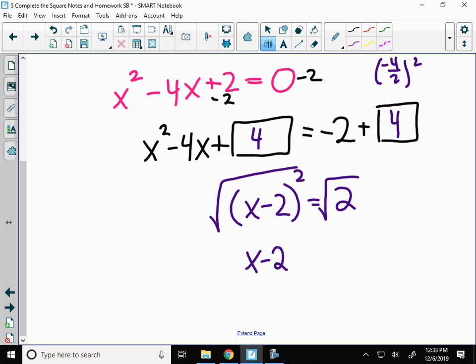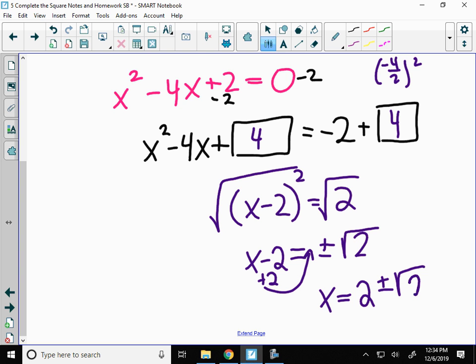You get x minus 2 equals, what do I have to put in front of the plus or minus? Sorry, it's a Friday. What do I put in front of the square root? A plus or minus. And then I add 2. So what's my final answer here? X equals 2 plus or minus radical 2. All right, like half of this one will do.